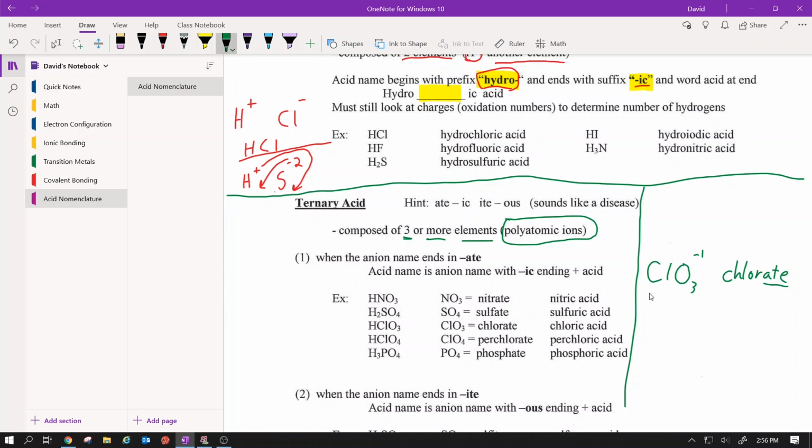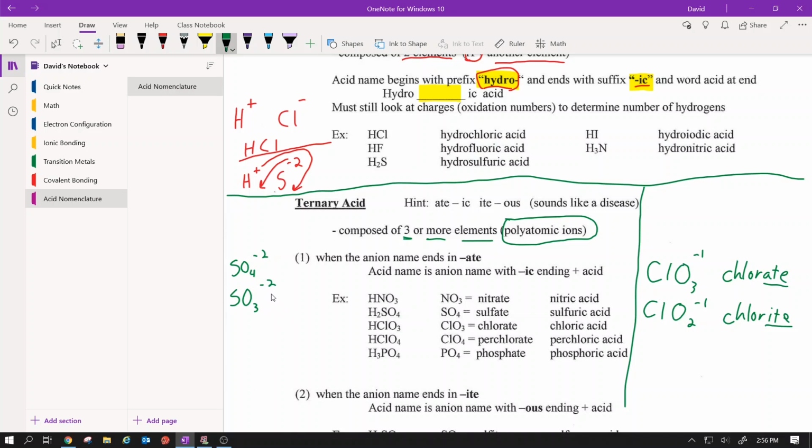Now, from your ate, if you reduce the number of oxygens by 1, you will then have a chlorite. And so from your ate, if you decrease your oxygen by 1, you will have an ite. And that's true for everything. Like over here, if I have sulfate, which is SO4 -2, then what would sulfite be? Well, I decrease my oxygens by 1, and it would be SO3.